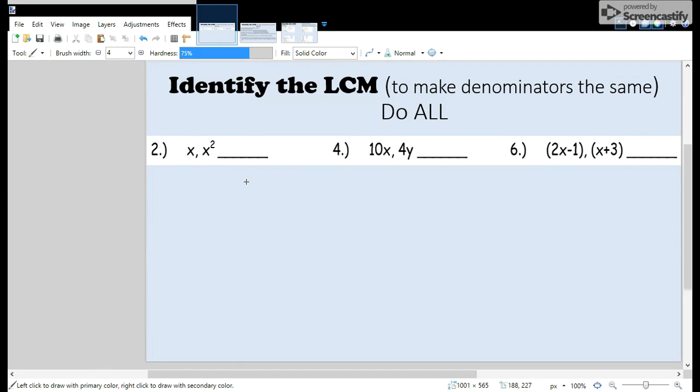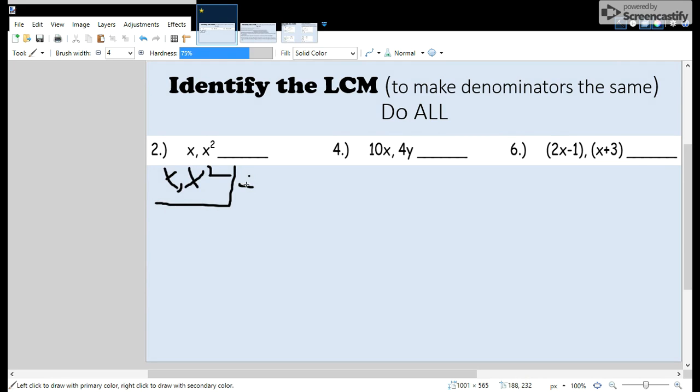To identify the LCM, you're basically using that to make the denominators the same. You're going to do all of these on this worksheet. On number 2, we have x and x squared. To find the LCM, we're going to use the cake method.